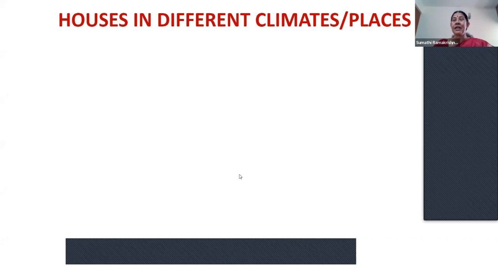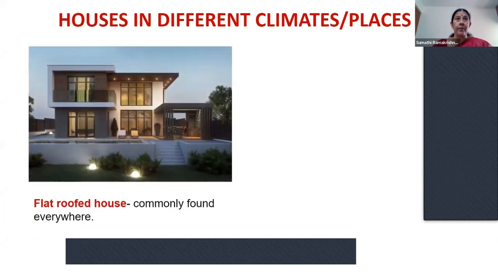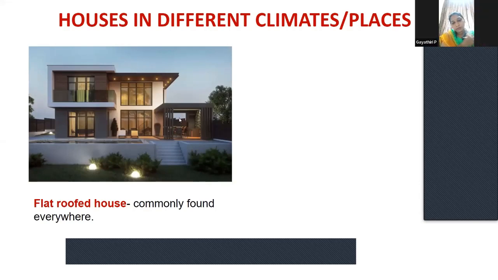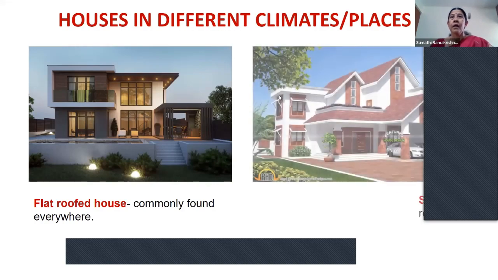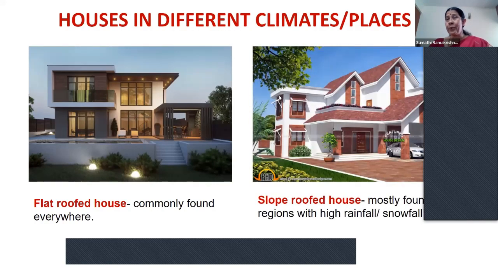Then houses in different climates and places, we are talking about the flat roofed house. See, this is the roof, this is flat. The top coverage which we are talking about is flat. This is found everywhere. But a slope roof, meaning this one, wherein it is falling down, is mostly found in the regions where we have high rainfall or snowfall.